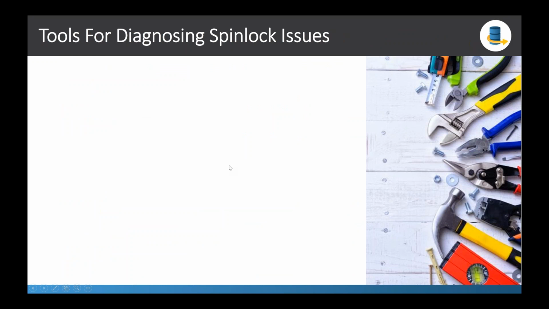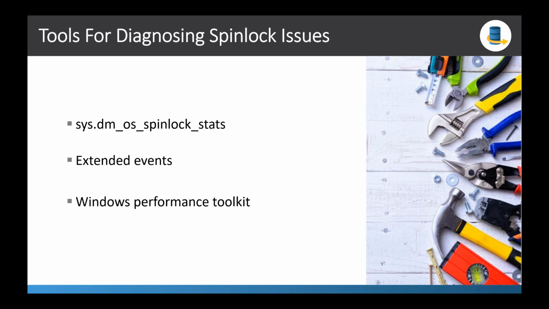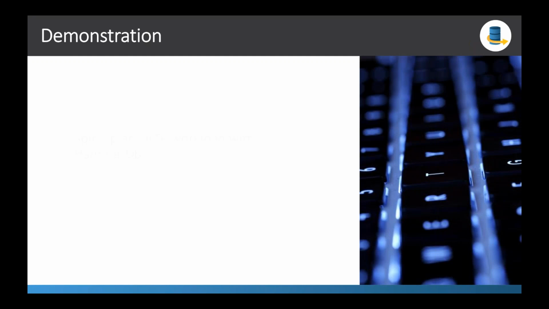Okay, so tools for diagnosing spinlock issues. I've mentioned sys.dm_os_spinlock_stats, extended events, which I will give you a demo on, and finally Windows Performance Toolkit. Again, I will give you a demo on that also. Okay, so demonstration. What I'm going to do is spin up a simple OLTP workload.